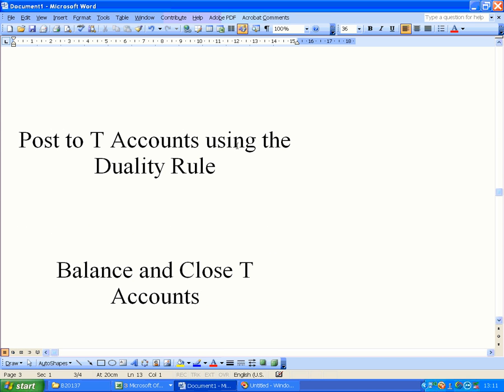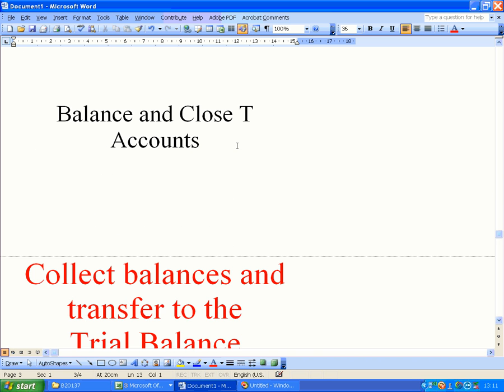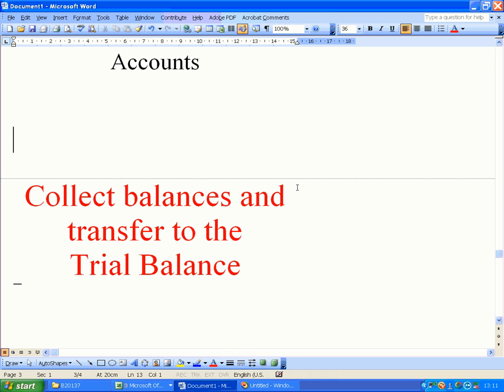The next step is to balance and close these T accounts and determine which side actually has that balance that is carried down to the beginning of the next period. For the trial balance, we need to collect these balances and transfer them to an account called a trial balance.